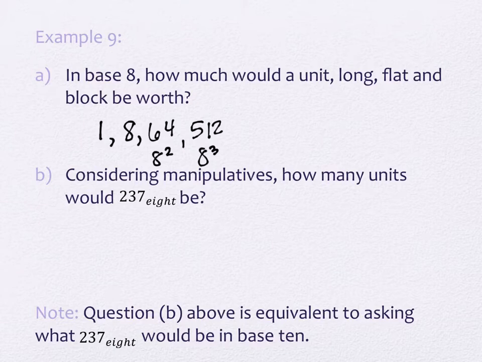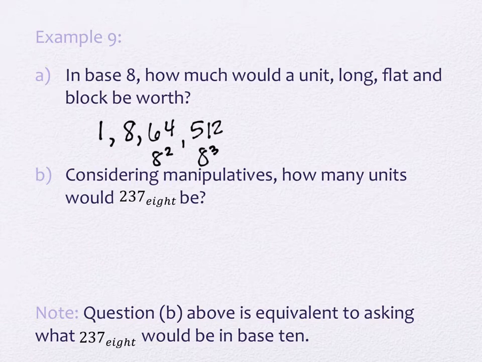So thinking about it from that perspective, B wants to know if I had these manipulatives, really had a unit, these longs that are worth 8, these flats that are worth 64, and blocks that are worth 512, what would 237's numerical value be? So kind of imagine that you have a bunch of Legos. This question is asking if you have the Legos where there's 2 flats, 3 longs, and 7 units, and you break them all apart into their individual little bitty Lego pieces. How many pieces do you have?